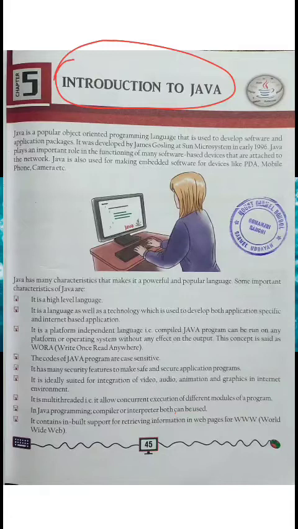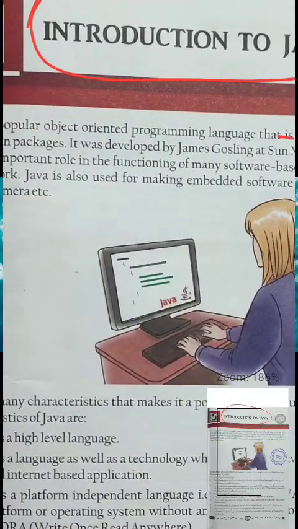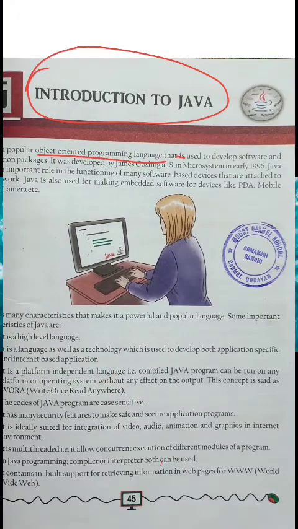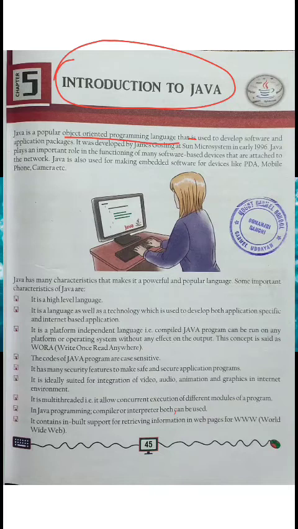Let us see, the first line says that Java is a popular object oriented programming language that is used to develop software and application packages. What is Java? It is a popular object oriented programming language and it is used to develop software and application packages. You can say application software.